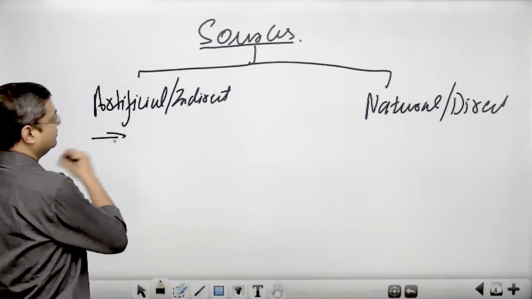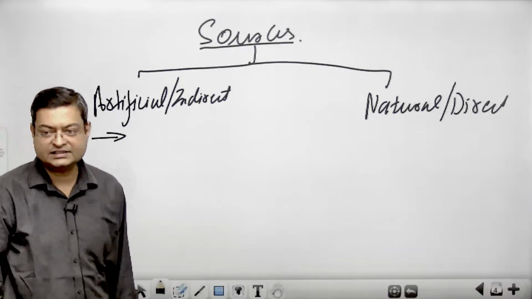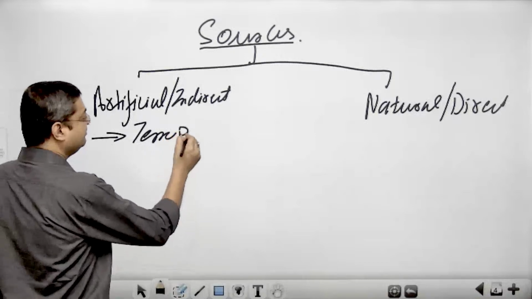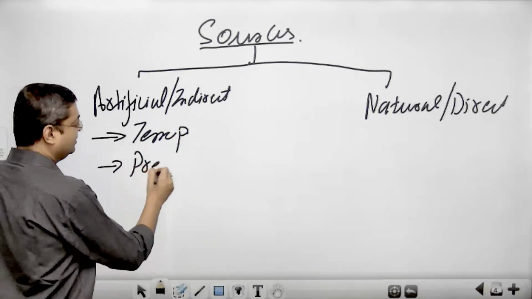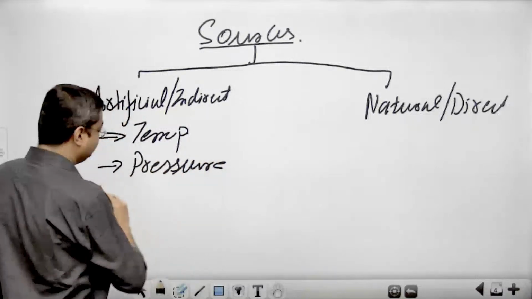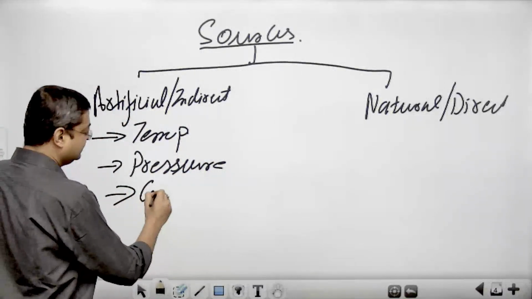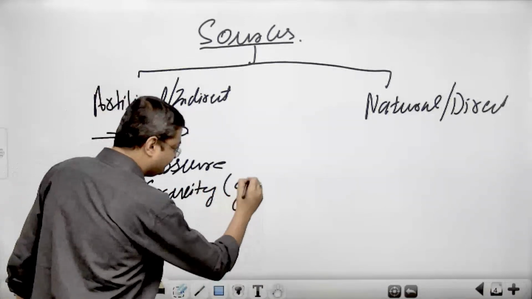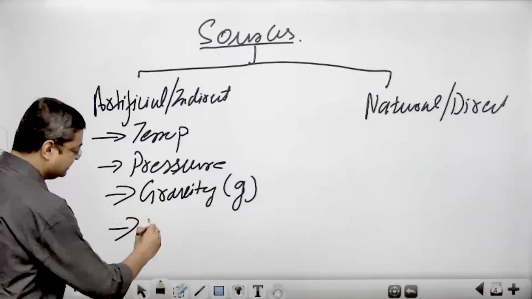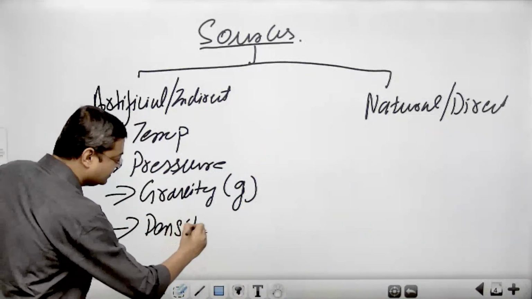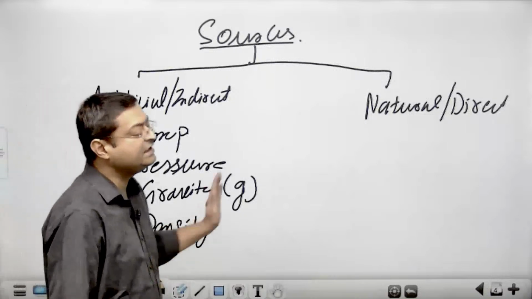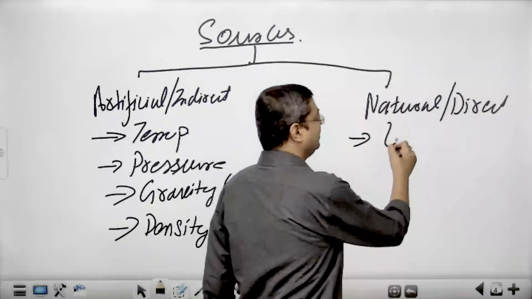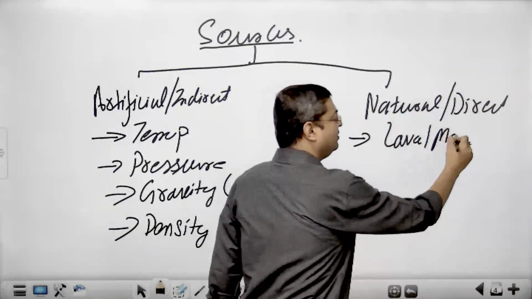Artificial or indirect sources are mainly of four types. One is temperature, another one is pressure, then it is gravity, which I was talking about, and then it is density. And if you talk about the natural or direct sources, there are majorly two. One is lava or magma.